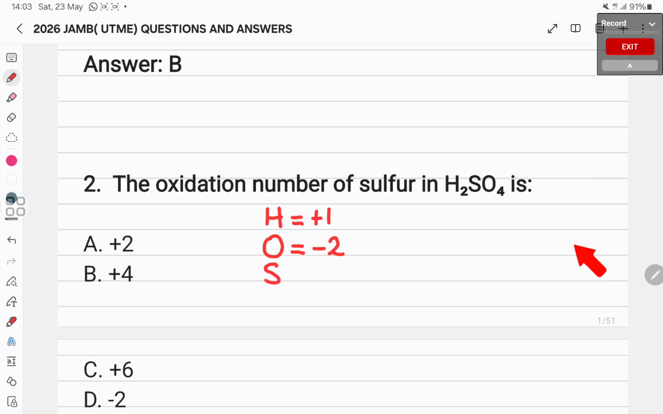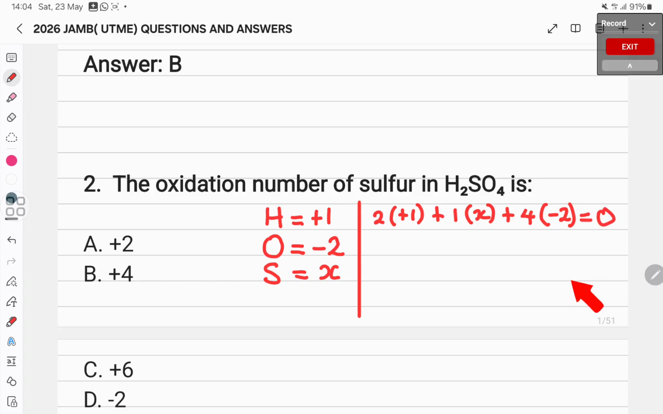The oxidation state of sulfur, we can represent by a letter, let's say X. We are going to find the value of X. So how do we calculate? Substitute the oxidation numbers into the formula and work it out. So we have 2 times (+1), plus 1 atom of sulfur times X, which is what we are looking for, plus 4 atoms of oxygen times (-2). And the algebraic sum of these oxidation numbers is equal to 0. Why is it 0? Because it is a compound, it is neutral.